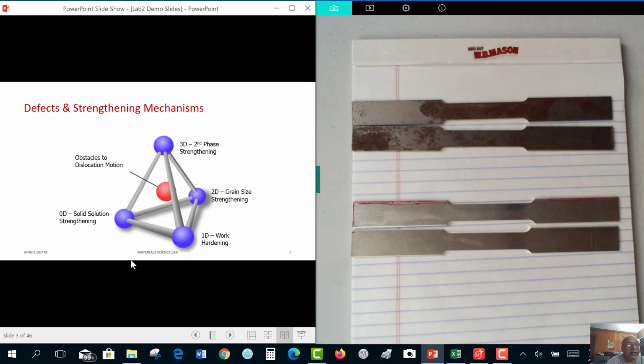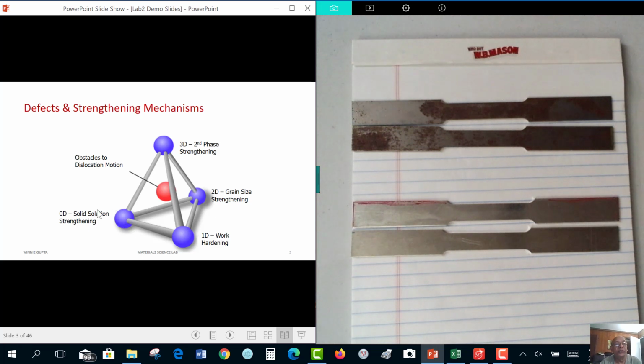Now, in the last lab, when I was giving you an overview of the course, I spoke about the role of defects, crystalline defects, in strengthening mechanisms. In plastic deformation, the key point is obstacles to dislocation motion. So if we can make dislocation motion more difficult, we can increase the strength. We spoke about four kinds of strengthening mechanisms.